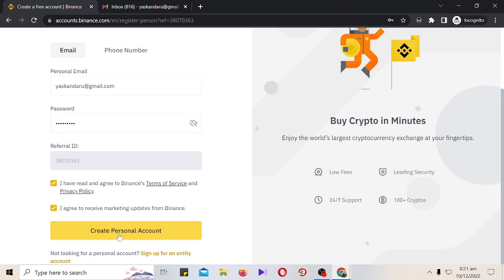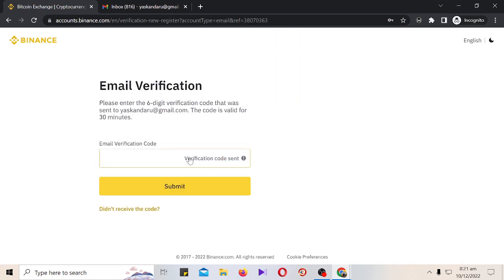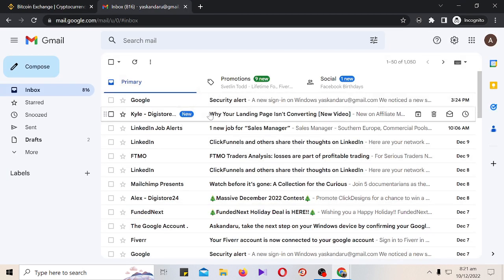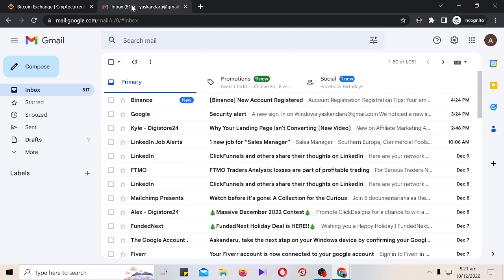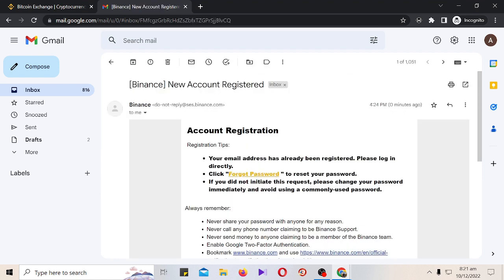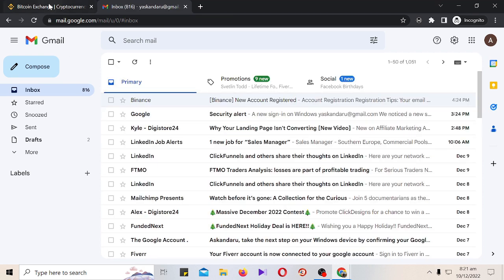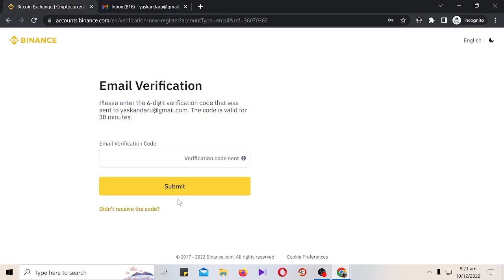Once you click on create personal account, they are going to send you a 6-digit PIN to your Gmail account. You can see it here. So we will receive an email here where we can use it to verify our Binance account. So just copy this code. I already have an account with this particular Binance, so I'll just ignore it, but they will send you a PIN for you to verify. So you can just verify it.